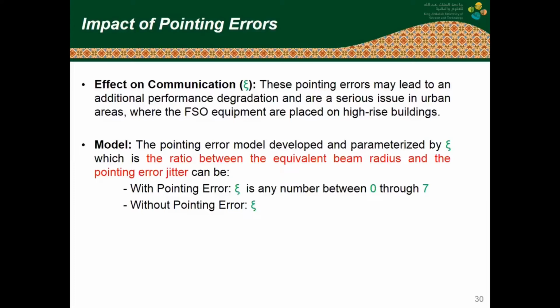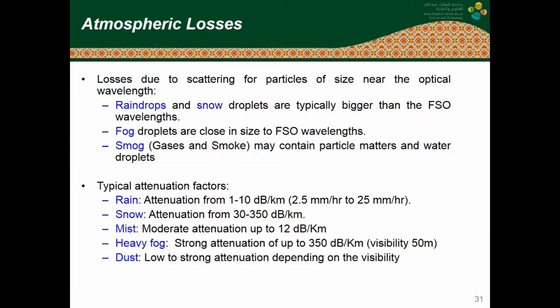So if Xi is very big, basically it is like we don't have pointing error. On the other hand, if this variance of the jitter is of the same order of magnitude as the beam radius, which means Xi is anywhere between 0 and say 5 or 7, then you have strong pointing errors, and this can lead to a strong degradation in your performance. So this is completely captured in a mathematical model that was proposed a few years ago by Farid and Hranilovic, and it has been used since then.